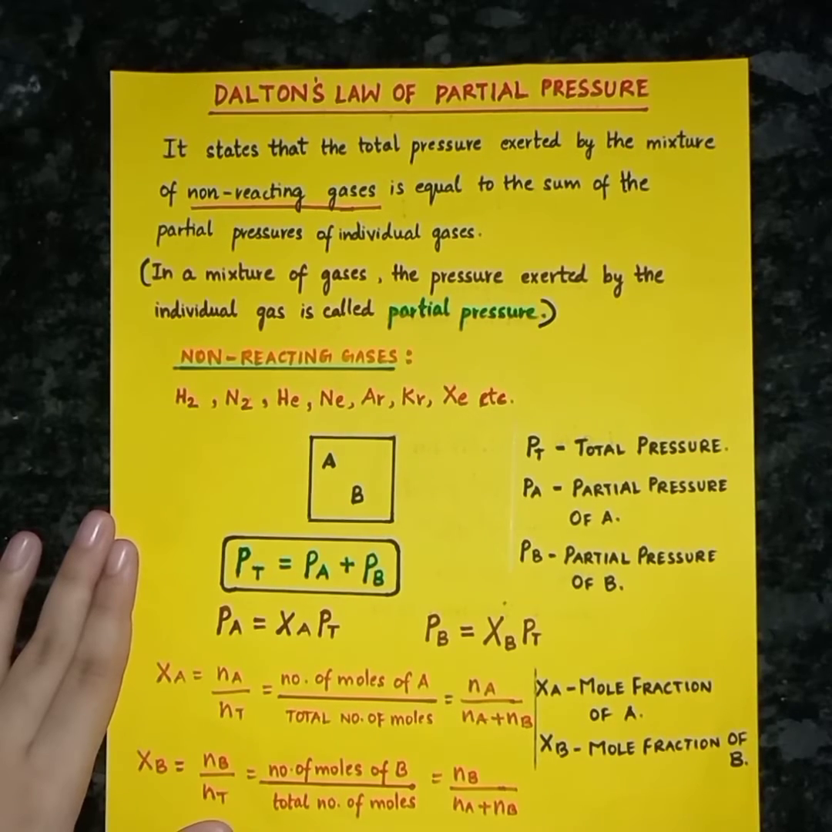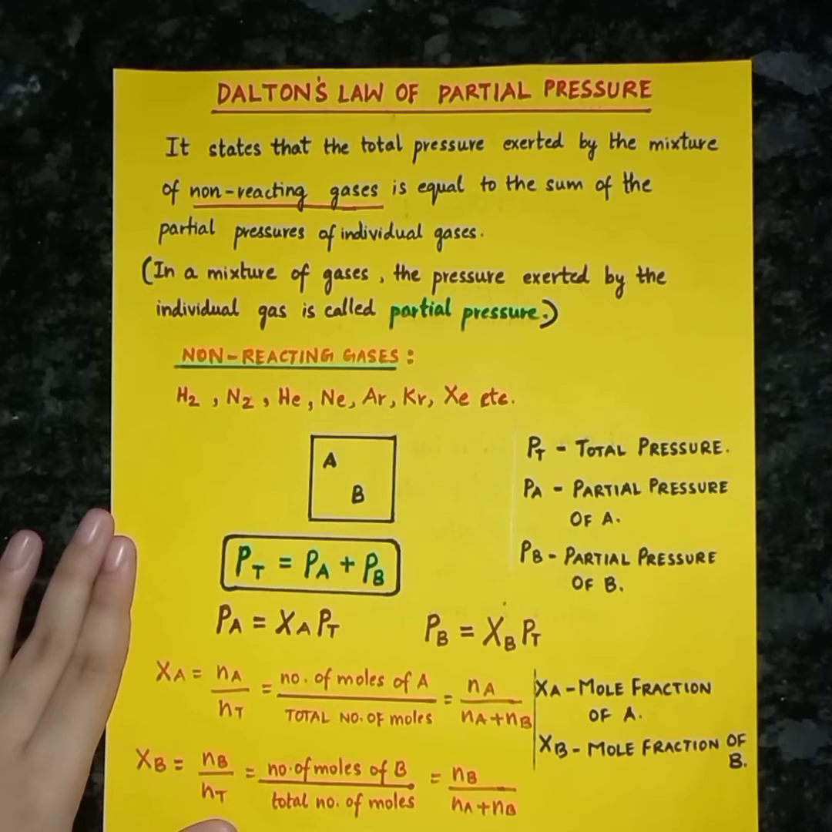Dalton's law of partial pressure states that the total pressure exerted by the mixture of non-reacting gases is equal to the sum of the partial pressures of the individual gases. What is called partial pressure? In a mixture of gases, the pressure exerted by the individual gas is called partial pressure.